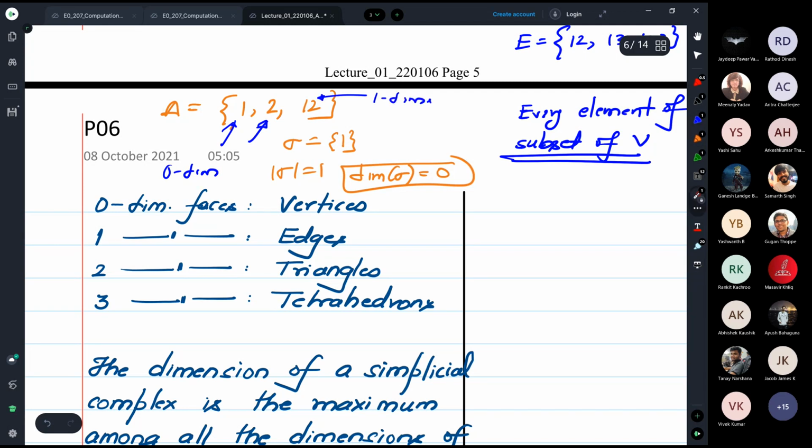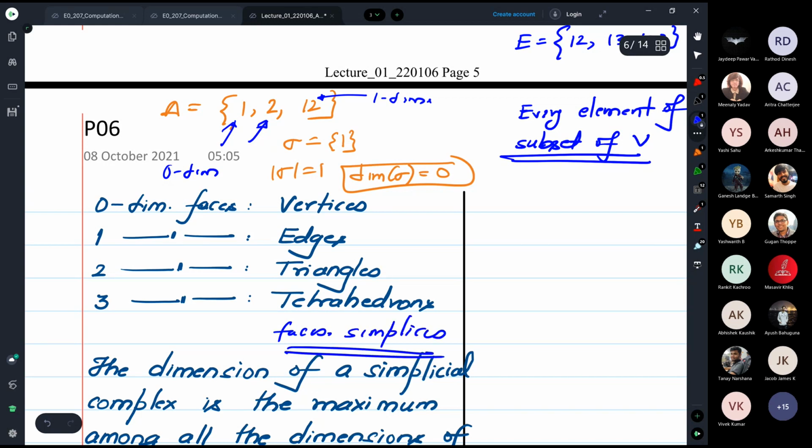And we will use this set of words because these are more familiar. The zero dimensional faces of delta, we will refer to them as vertices. The one dimensional faces, we will refer to them as edges. The two dimensional faces, we will refer to them as triangles, and the three dimensional faces as tetrahedrons. For all the higher dimensional faces, we will just call them either faces or simplices.